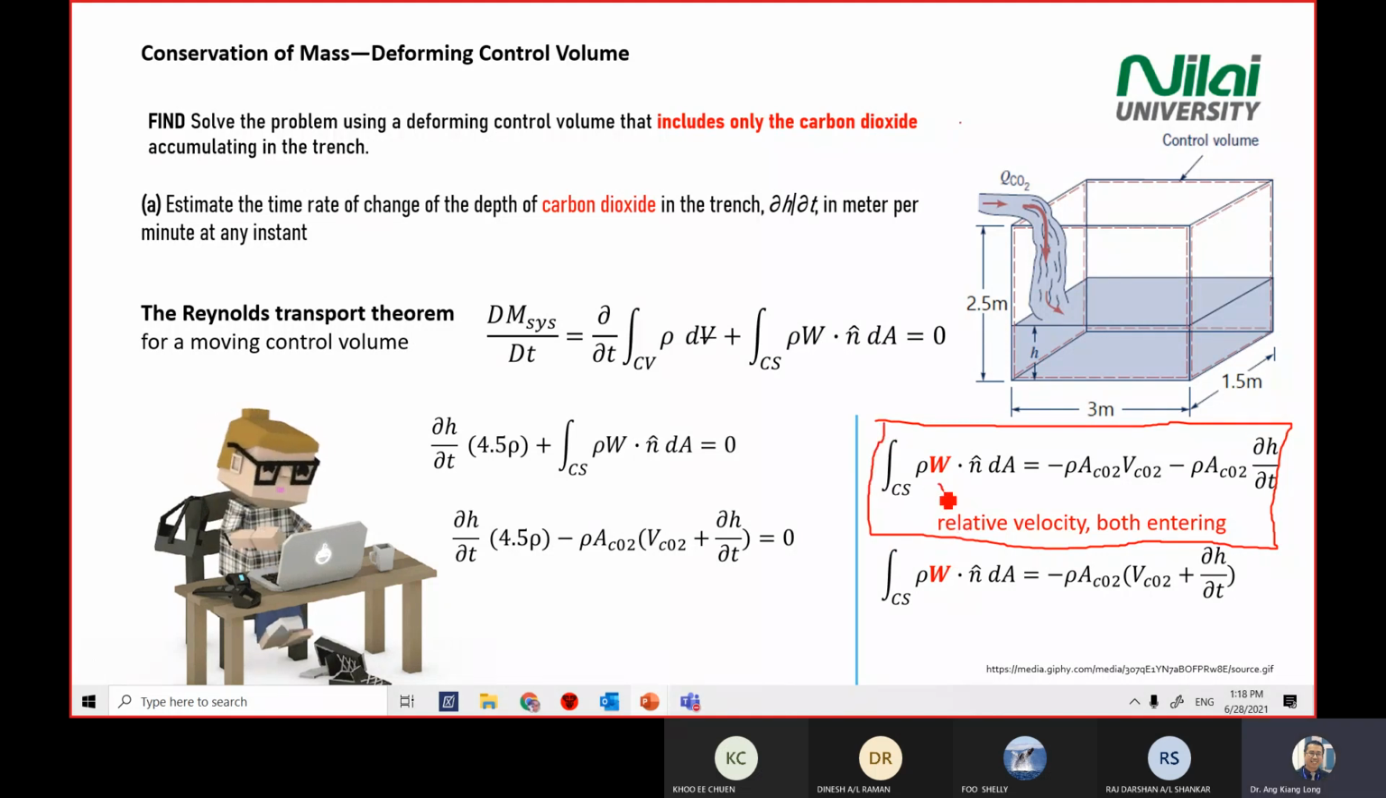The keyword is relative velocity. Okay, negative because it's enter. This one also enter. Okay, so the Q here, this one, enter. You can assume that it's enter at the top surface here. So you get negative sign. Another one is that you can see the CO2 as on the floor here.